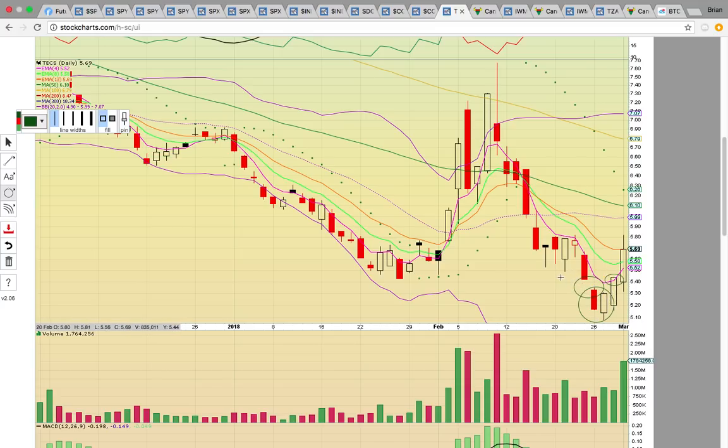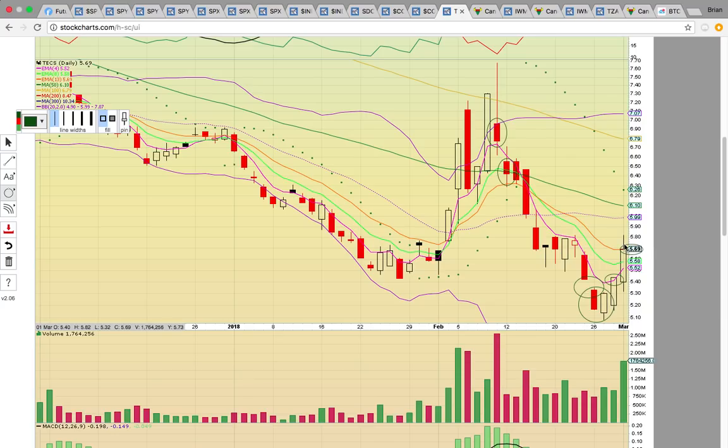It did fill the gap here, but it closed above the top of the gap, and then it closed above the pink line, and that was the first close above the pink line since this drop started. And so you can see that it closed below EMA 4 right here, and then this is the first close above yesterday since this day right here on the 12th, and so this was a bullish change in trend, and then you had nice follow through today.